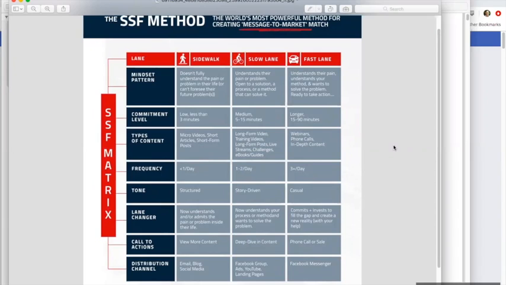Go ahead. Yeah, so we have the length of the content. And I think we'll get to the types of content, but what is the actual content? What is the subject matter that I'm aiming to?